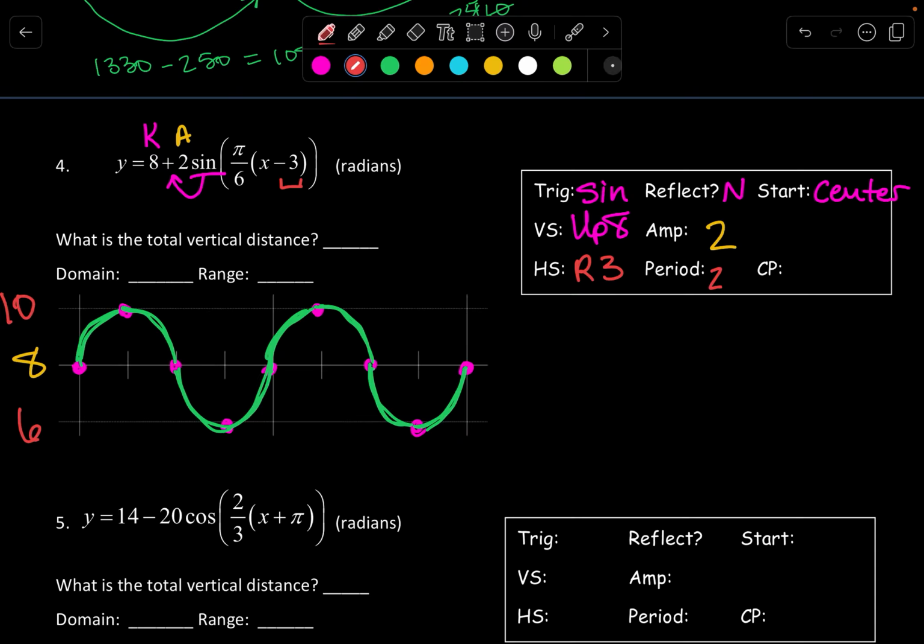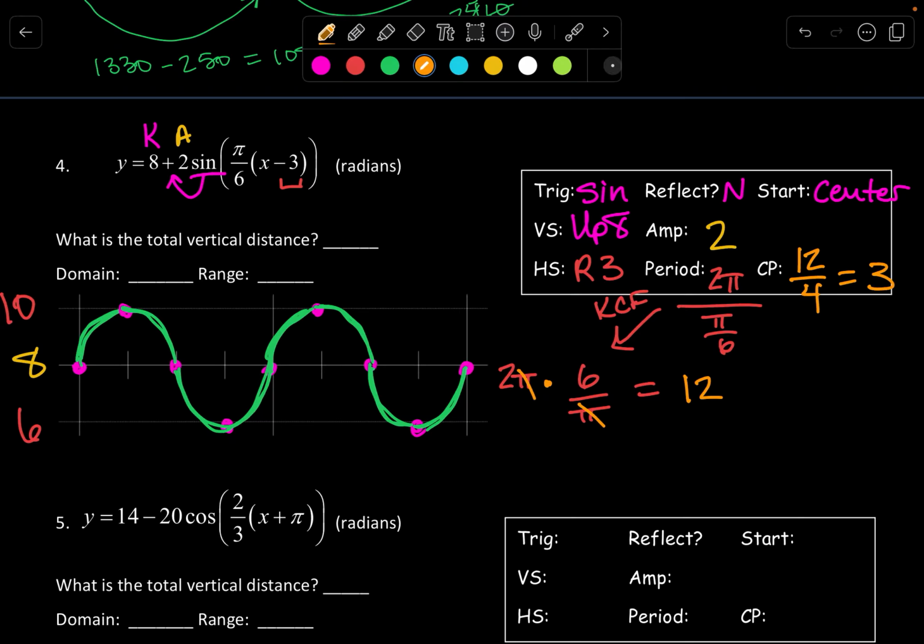Period is going to be 2 pi over B. I'm going to need to flip that. When I have a pi in the numerator and the denominator, they will cancel, and 2 times 6 just leaves me with 12. Critical points will be period over 4. 12 over 4 equals 3.